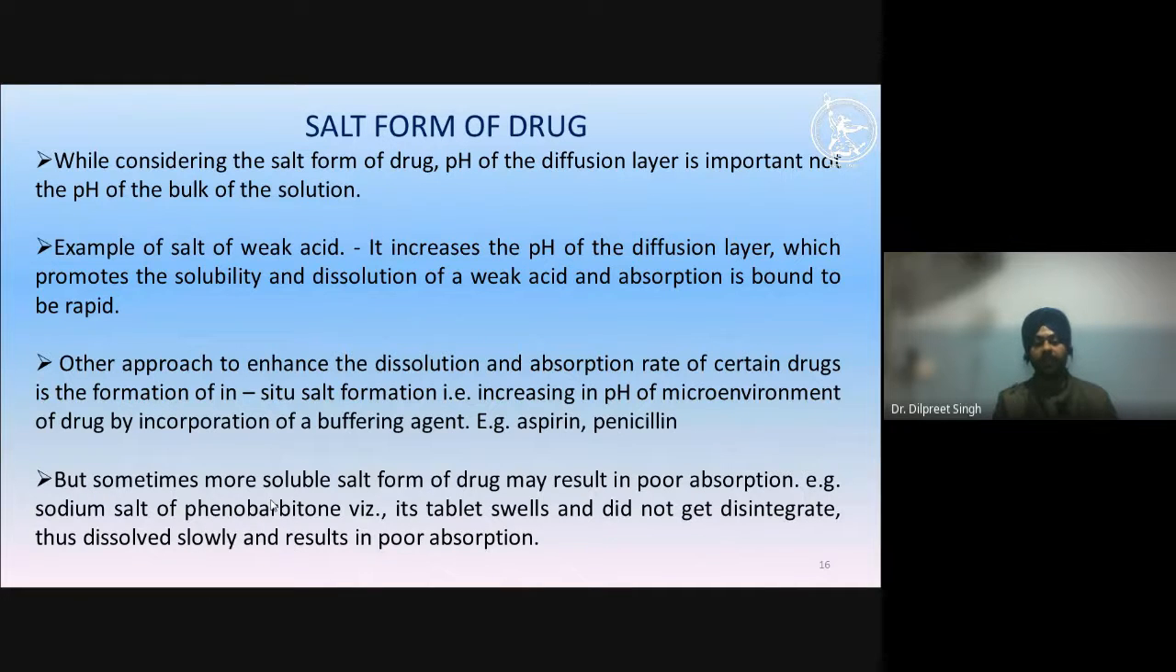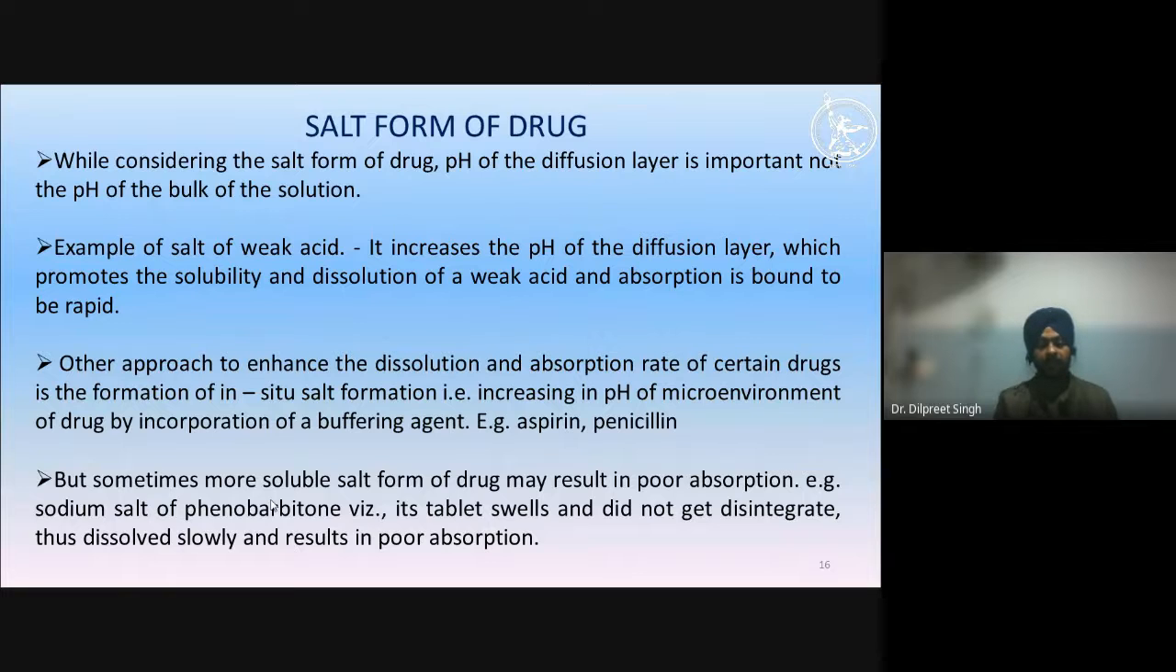When we talk about other approaches to improve the dissolution and absorption rate, in situ salt formation is in trend, used by various pharmaceutical scientists to improve solubility. It helps to increase the pH of the microenvironment of the drug by incorporating a buffering agent. For example, in the case of aspirin or penicillin, the salt form is available and is highly stable in the microenvironment of the pH by incorporating a suitable buffering agent, like sodium dihydrogen phosphate and disodium orthophosphate. When we talk about NaCl, it promotes the absorption of those drugs.